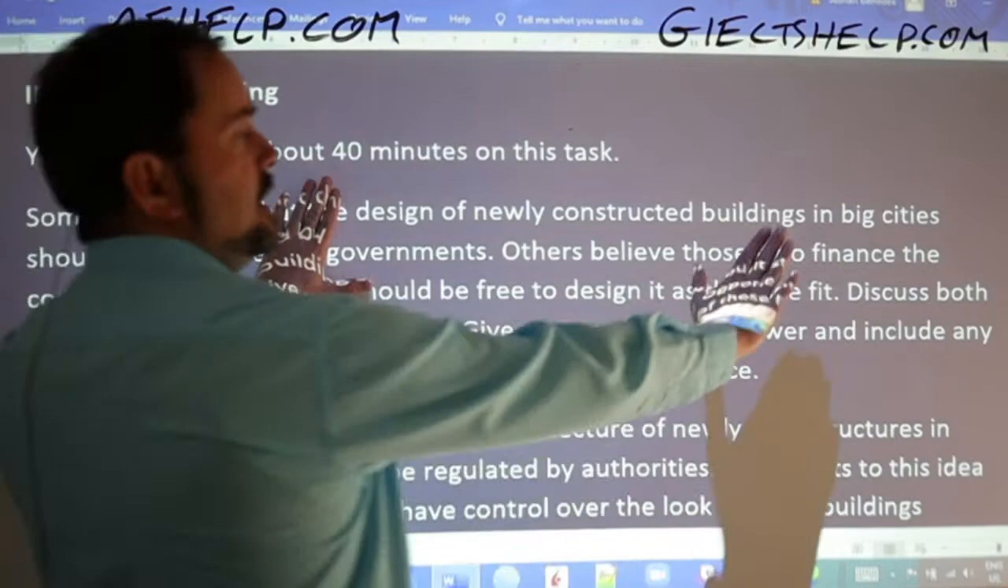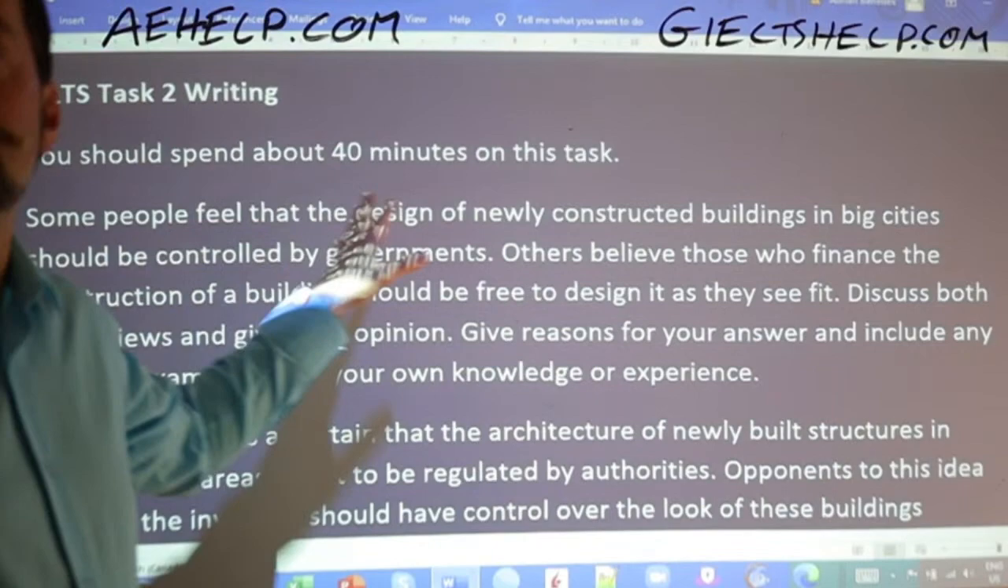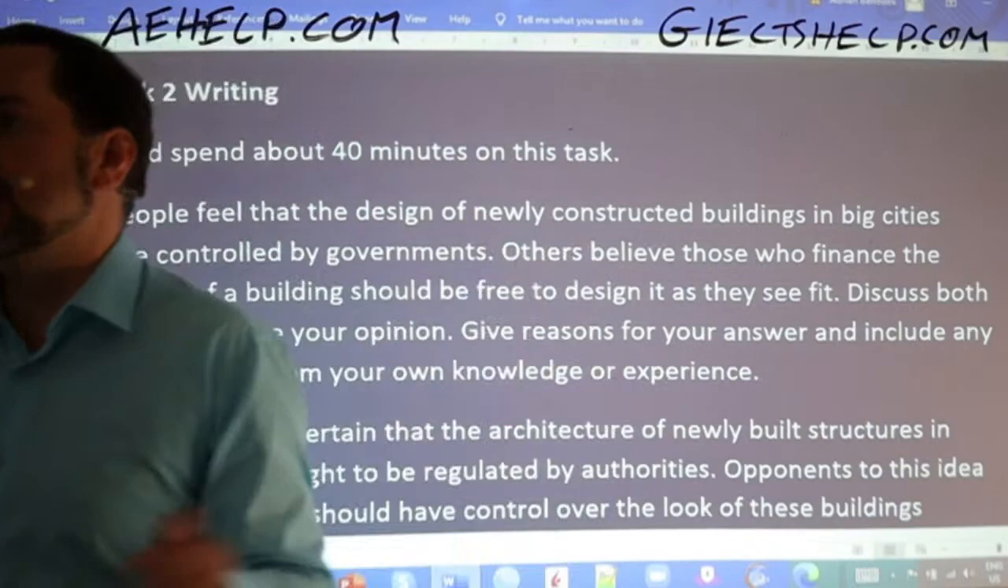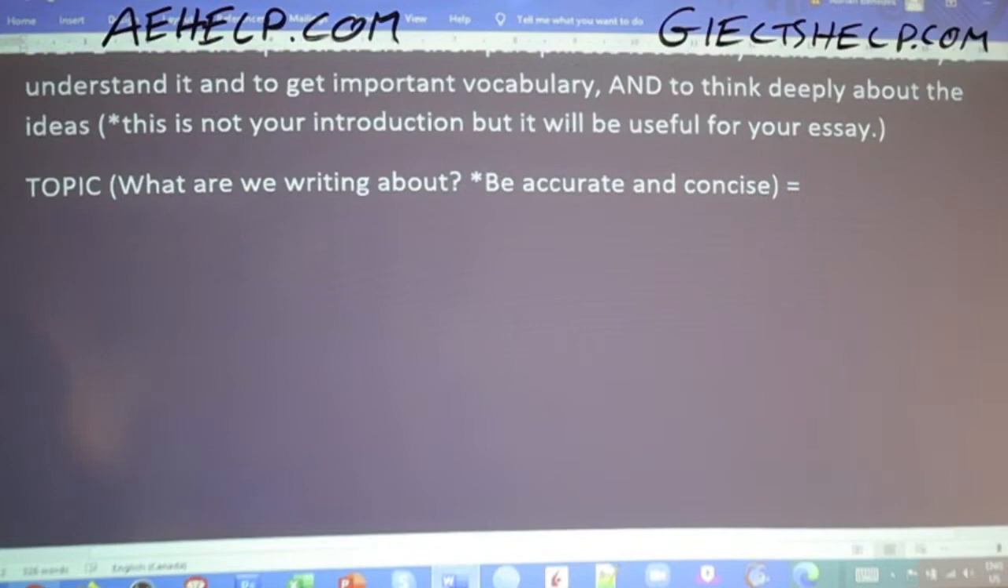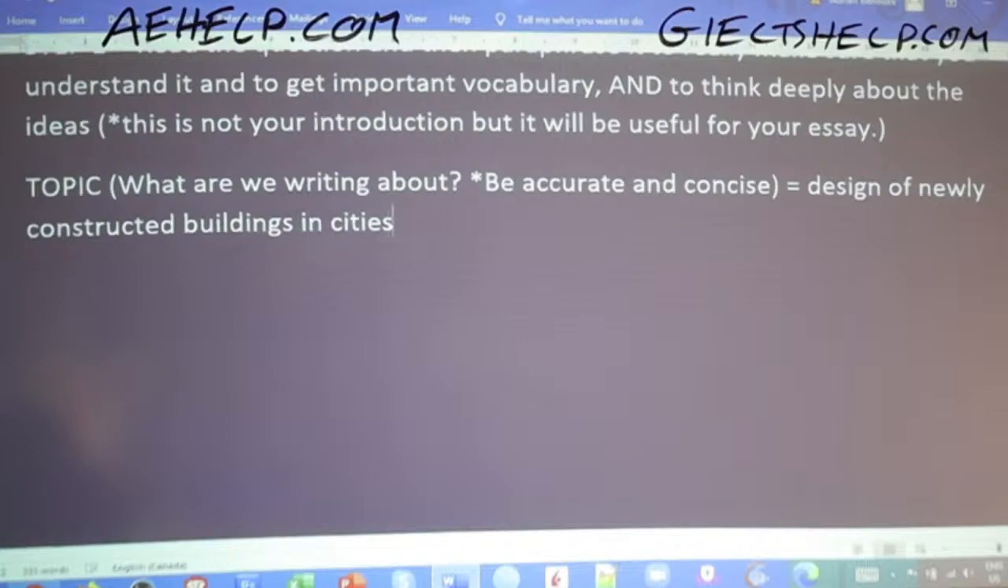So architecture is good as well, Arjan. I would say new architecture, right? So the most concise way to say it is new architecture, but if that's not coming to mind, then you can say design of newly constructed buildings in cities. Okay. Exclamation mark is just for emphasis there.